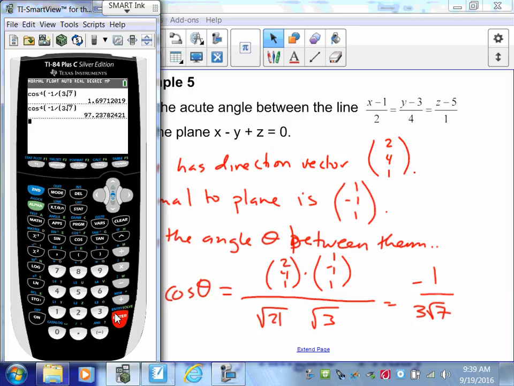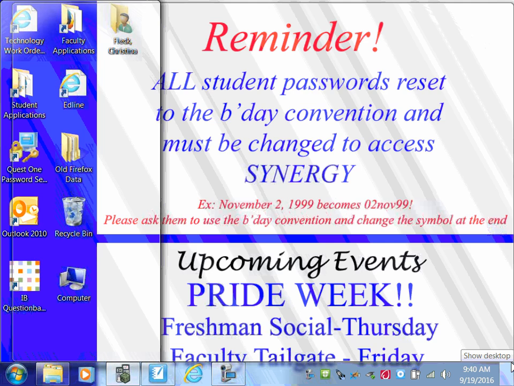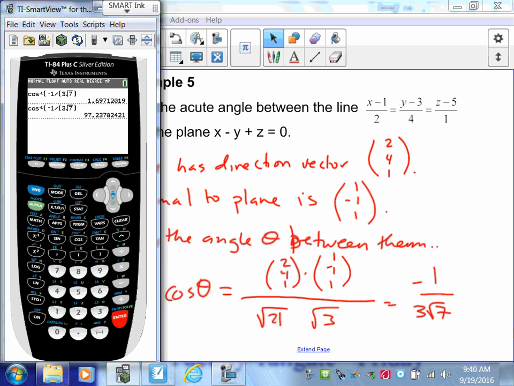Normally you would subtract from 180, but for this one, look at the picture. So here's the picture of it. Since the normal is 90 degrees to the plane, you would subtract from 90 if it went anywhere over 90.